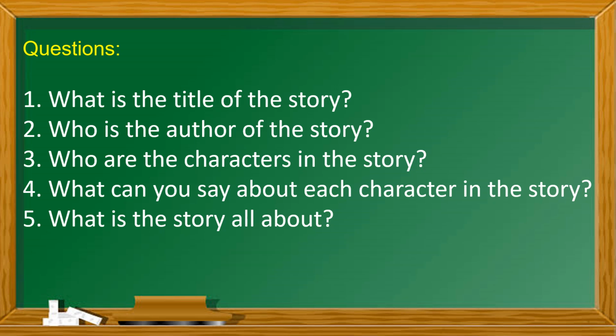Here are the correct answers for activity number 2. For number 1, what is the title of the story? A Devotee. For number 2, who is the author of the story? Leia Vasquenas. Number 3, who are the characters in the story? Miss Sanchez, barangay officials. Number 4, what can you say about each character in the story? Your answer may be varied.